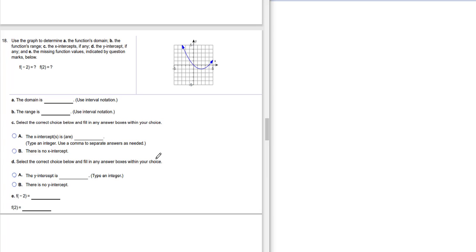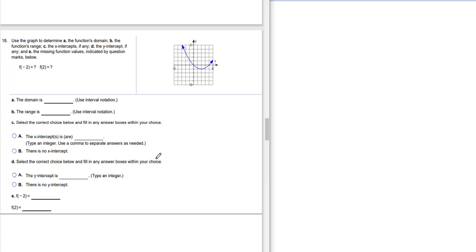So number 18, use the graph to determine A, the function's domain, B, the function's range, C, the x-intercepts, if any, D, the y-intercept, if any, E, the missing function value indicated by the question marks below.